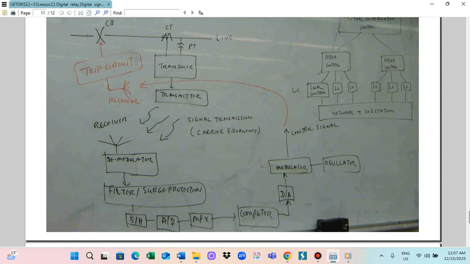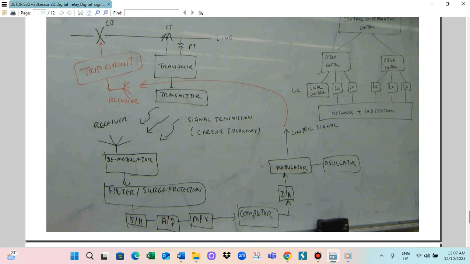This circuit also has the receiver. This trip circuit trips the circuit breaker, so this signal is sent to here. So this is a typical control system using the protective relay.